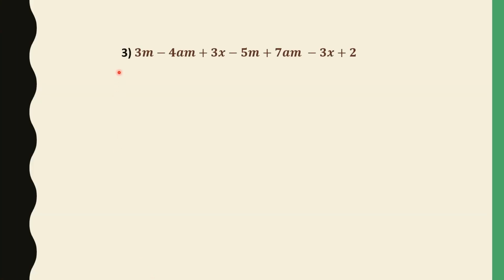Now let's continue with example 3. So first step, let's group the like terms. Here we have 3m and negative 5m. They are like terms. Negative 4am and positive 7am. They are like terms also. Positive 3x and negative 3x, they are like terms. But here we need to pay attention to something.